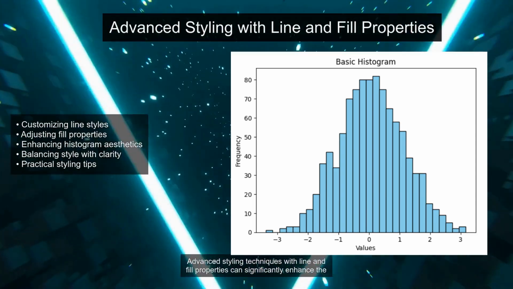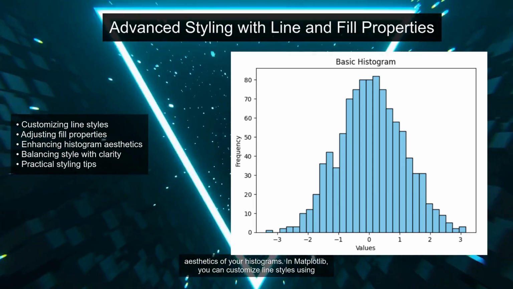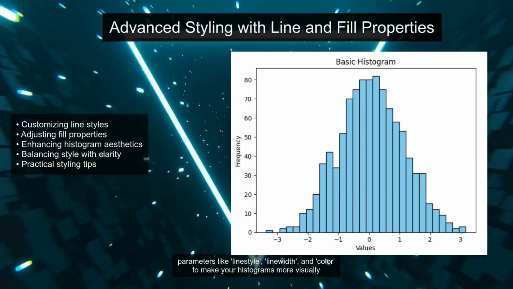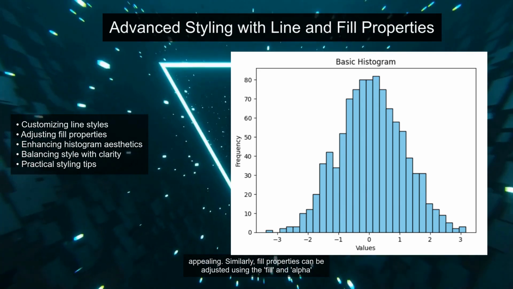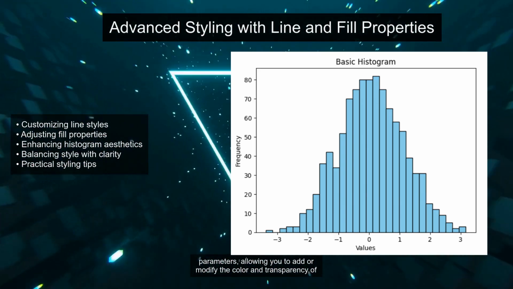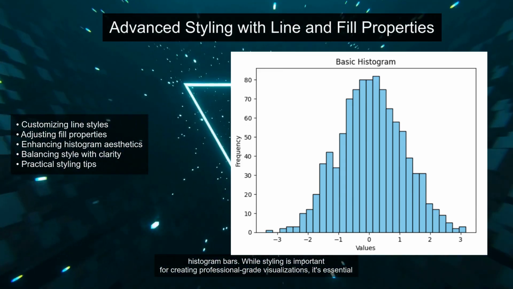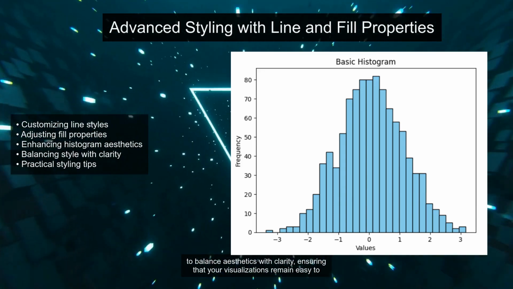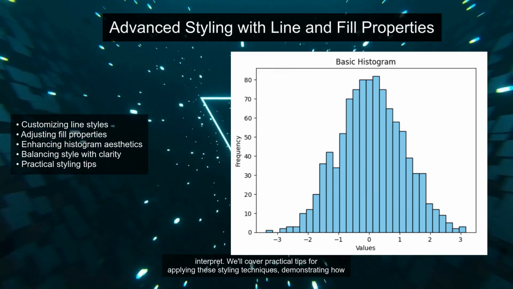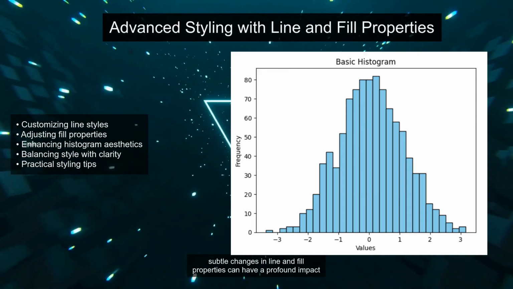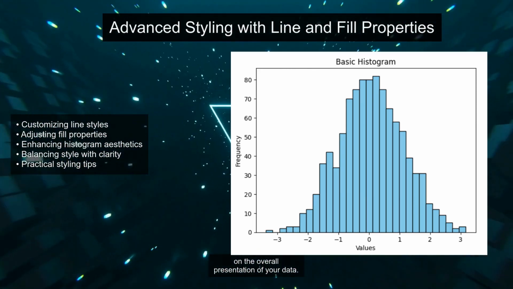Advanced styling techniques with line and fill properties can significantly enhance the aesthetics of your histograms. In Matplotlib, you can customize line styles using parameters like linestyle, linewidth, and color to make your histograms more visually appealing. Similarly, fill properties can be adjusted using the fill and alpha parameters, allowing you to add or modify the color and transparency of histogram bars. While styling is important for creating professional-grade visualizations, it's essential to balance aesthetics with clarity, ensuring that your visualizations remain easy to interpret. We'll cover practical tips for applying these styling techniques, demonstrating how subtle changes in line and fill properties can have a profound impact on the overall presentation of your data.